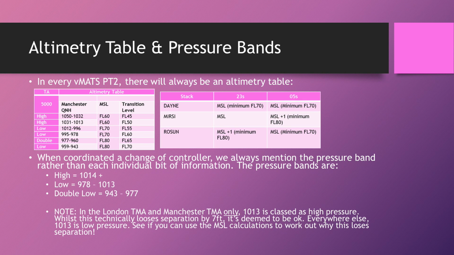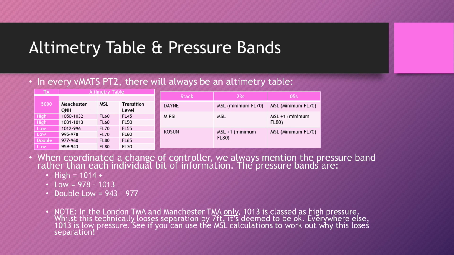Now for anybody who's been paying attention to this, you'll notice that that actually disagrees with the altimetry table. In the bullet points, we said that high pressure is 1014 and above, but in the altimetry table, we said that high pressure is 1013 and above. And that brings us to that last bullet point that says note. In the London TMA and Manchester TMA only, 1013 is classed as high pressure. Even though that technically loses separation by 7 feet, it's deemed to be okay. So, just to reiterate that, in the London and Manchester TMAs, 1013 is high pressure. Everywhere else in the country, 1013 is low pressure.